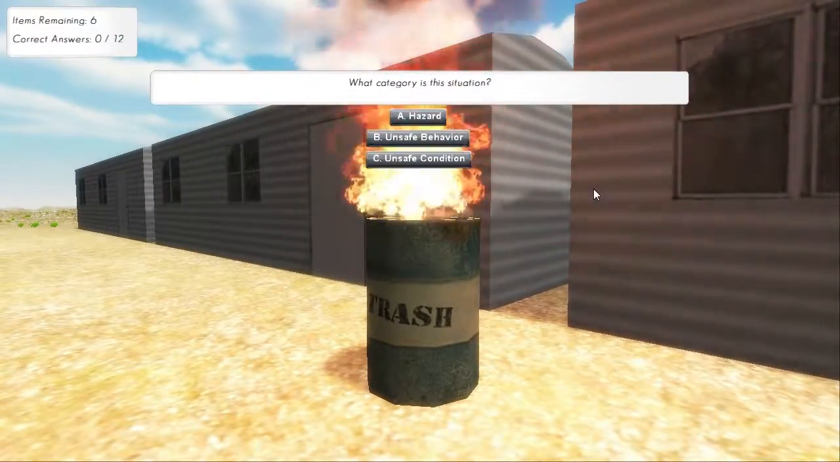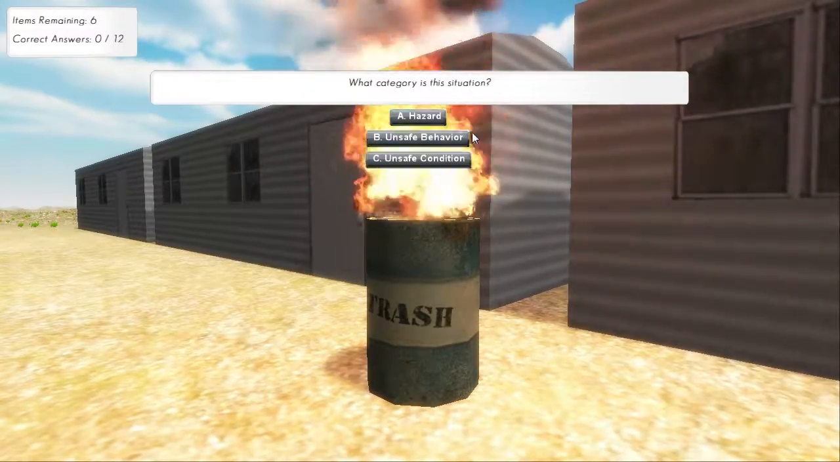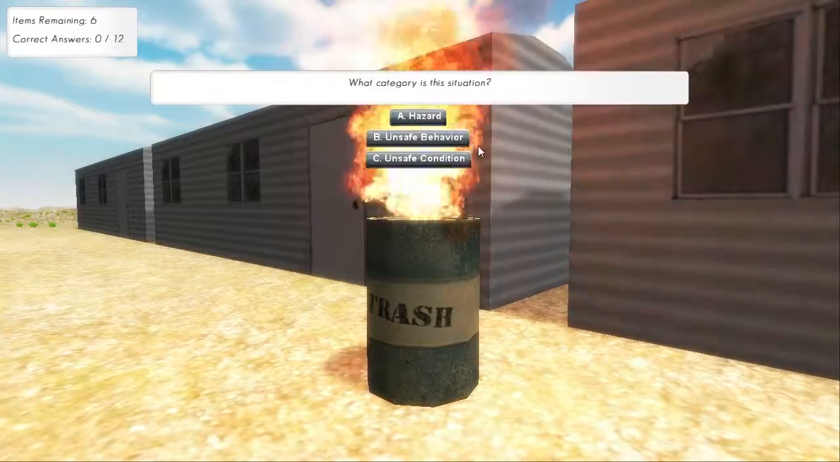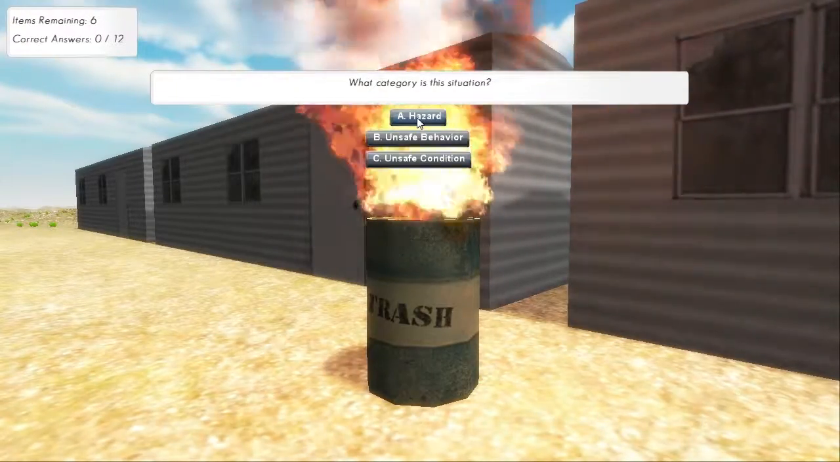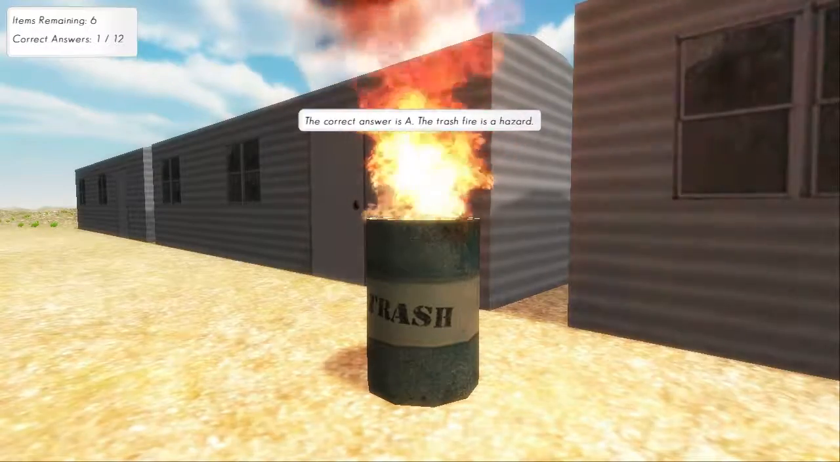What category is this situation? A. Hazard. B. Unsafe behavior. C. Unsafe condition. The correct answer is A. The trash fire is a hazard.